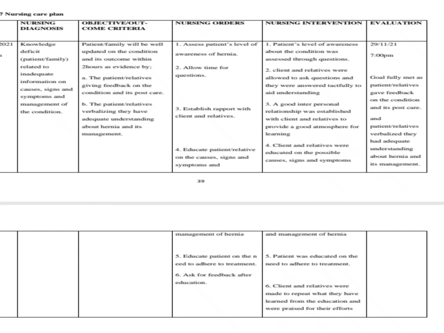Great. So now what are the nursing orders? So first of all, you have to assess the patient's level of awareness of hernia or the condition which you are tackling, right? Then two, you allow time for questions. You establish rapport with the client and relative to gain trust. Then you educate the patient and relative on the causes, signs, and symptoms and management of the condition, which is hernia. Then five, you educate patients on adherence to treatment regimen, right? Then you ask for feedback after education to be sure that actually the patients are really getting something.